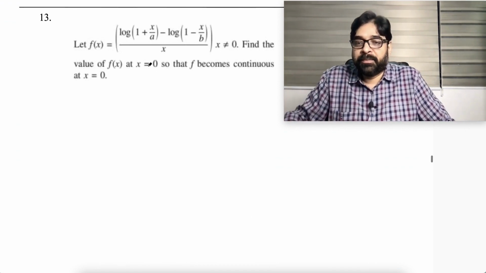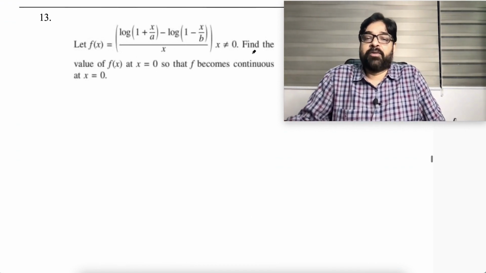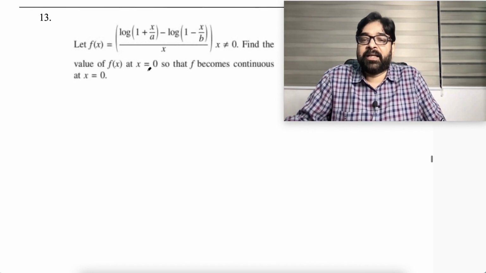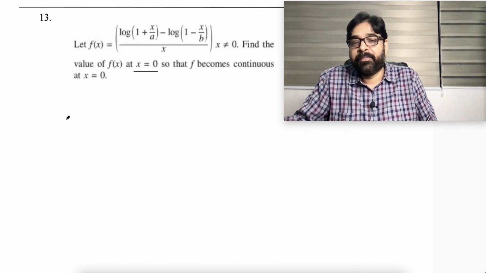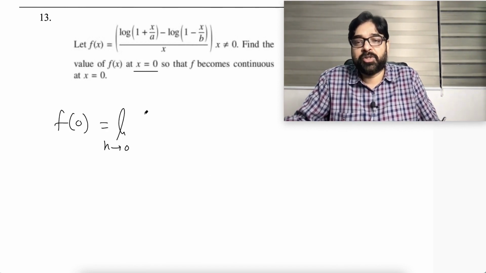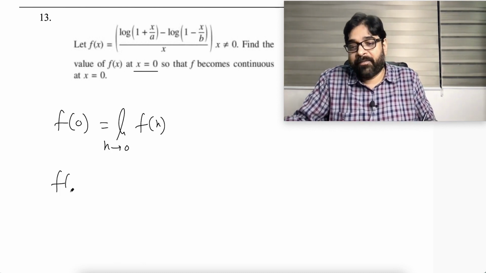This is an easy question. f(x) equals this, find the value of f at x equal to 0 so that f is continuous at x equal to 0. Okay? So f of 0 they are asking. f of 0 will be equal to limit x approaches 0 of f(x) because it is continuous. So f of 0 will be equal to limit x approaches 0.